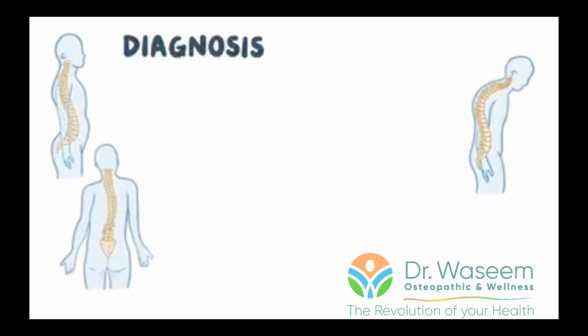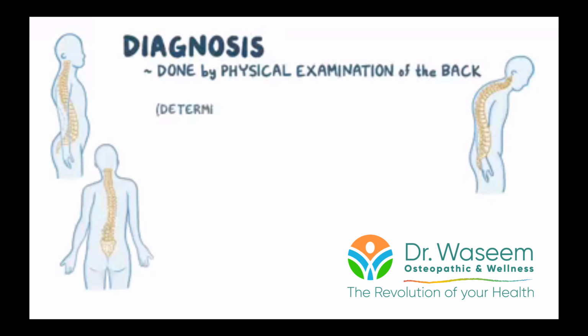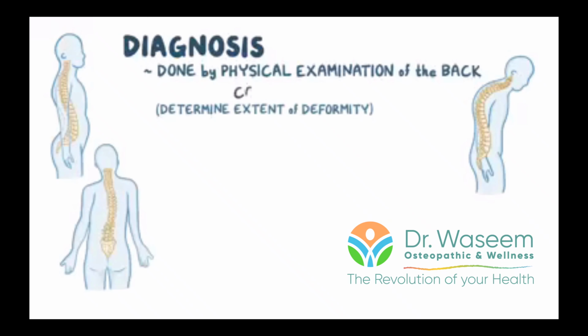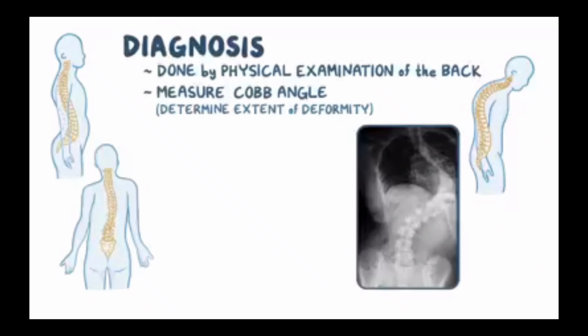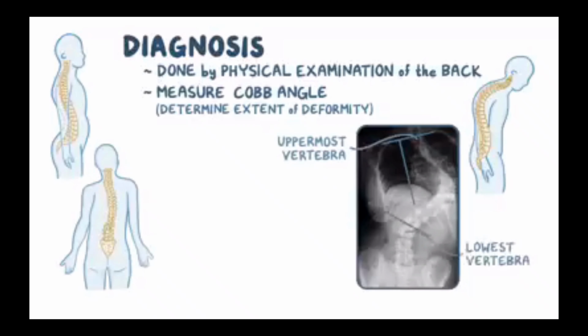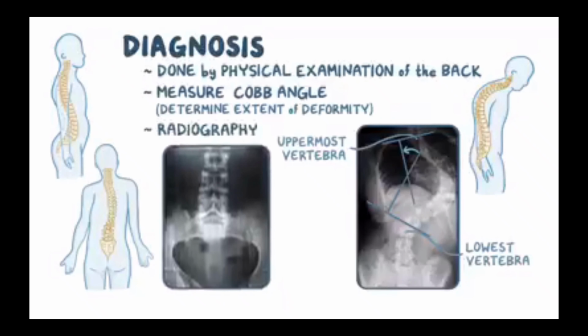The diagnoses for lordosis, kyphosis, and scoliosis are done by physical examination of the back. To figure out the extent of the spinal deformity, the Cobb angle can be measured. That's the measurement between two lines drawn perpendicular to the upper border of the uppermost vertebra and the lower border of the lowest vertebra involved in the curvature. In addition, radiographs of the back can be taken as well.